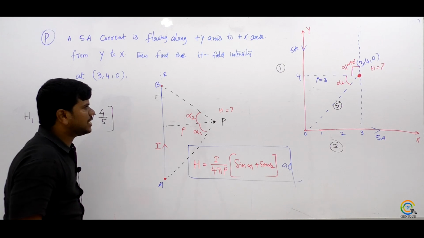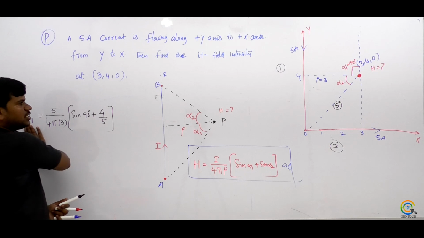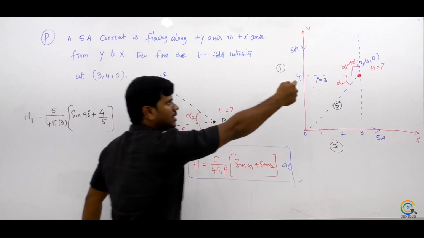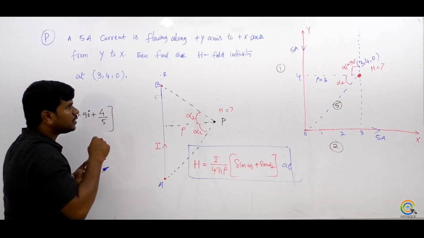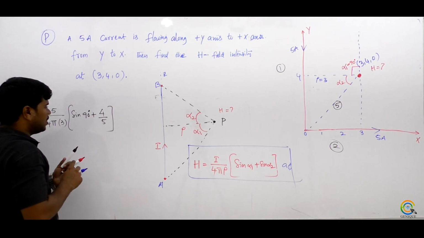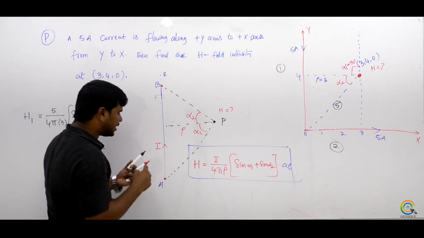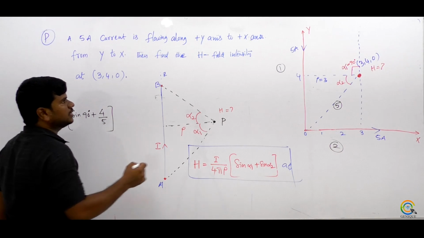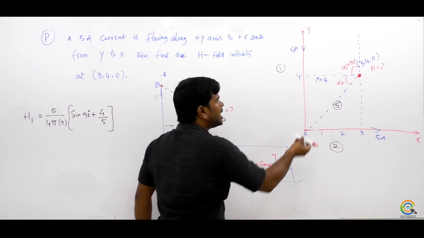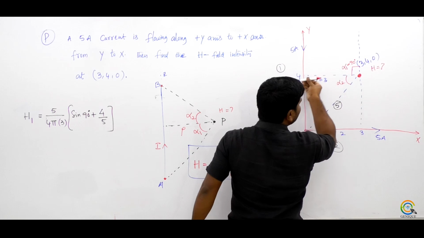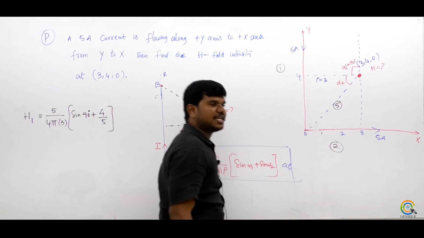Now, what is the current direction? What is the direction of the H field at this place? The direction of the H field is the current direction cross the radial direction. What is the current direction? The current direction is negative AY. What is the radial direction? This direction is nothing but the positive X direction.